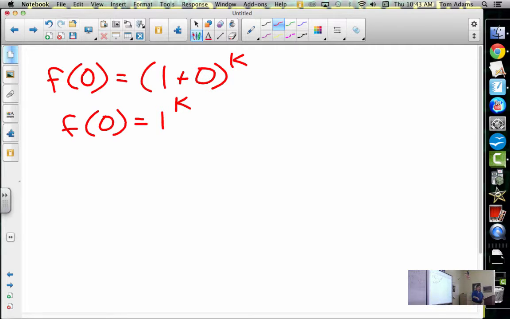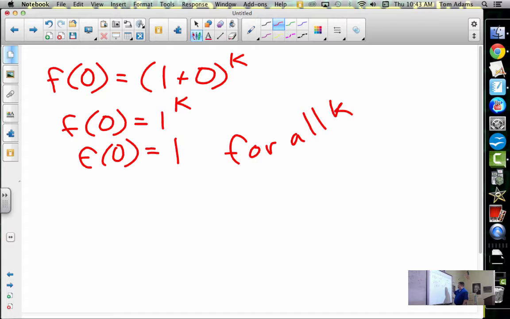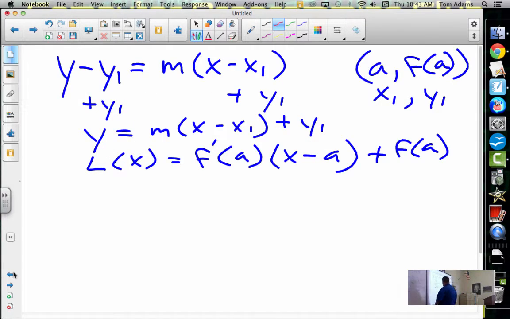3. What's 1 to the third power? 1. Pick another number for k. 7. What's 1 to the 7th power? 1. So no matter what we plug in for k, f of 0 will always equal 1, for all k. So do we even need to write the k there? No, we could just assume that f of a is 1.